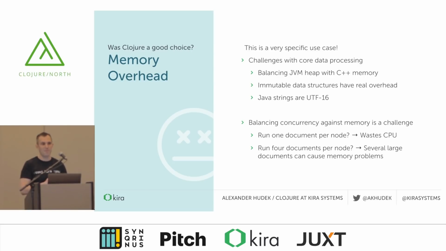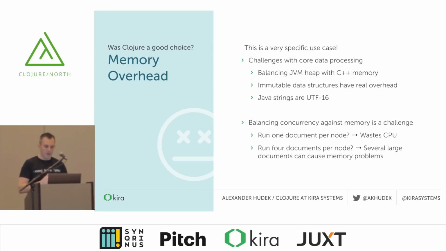So we started running out of memory on our processing nodes, and you do the usual thing, you bump your RAM up, but you can only do that for so long, and of course then your AWS bill starts going up and up and up. So Clojure actually made this problem a little bit worse because the immutable data structures have actual overhead in terms of memory that becomes significant at this scale.